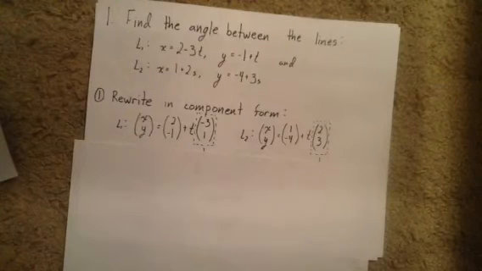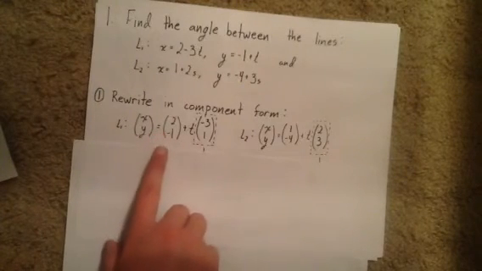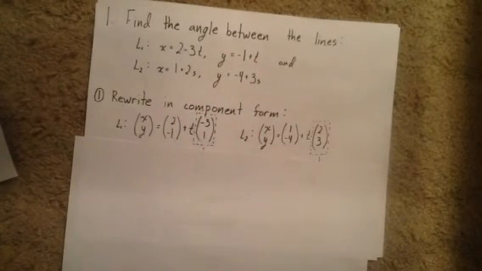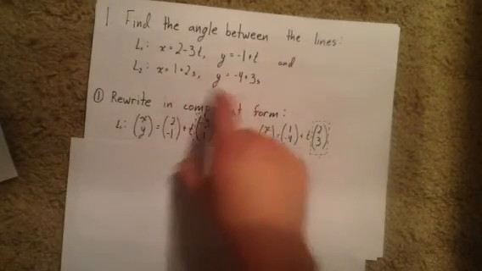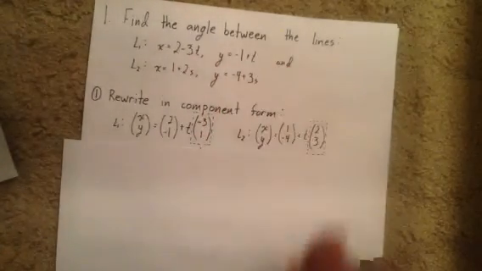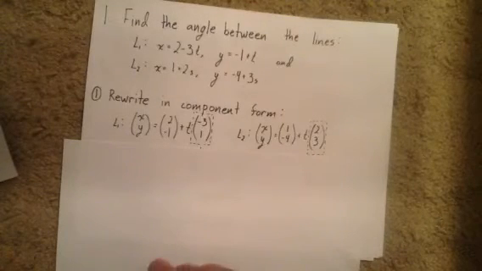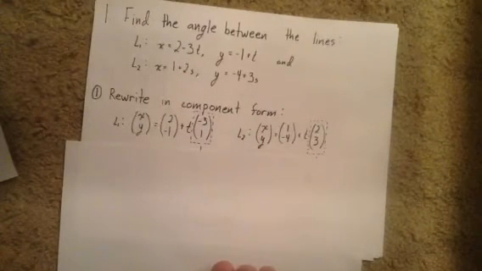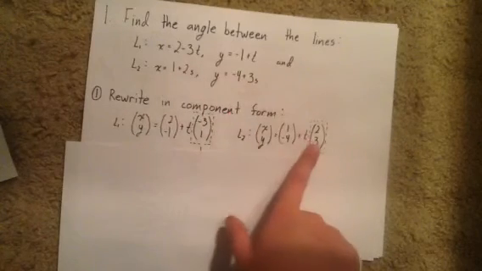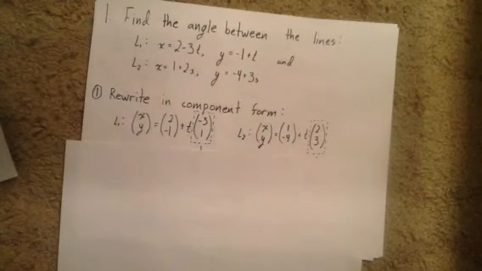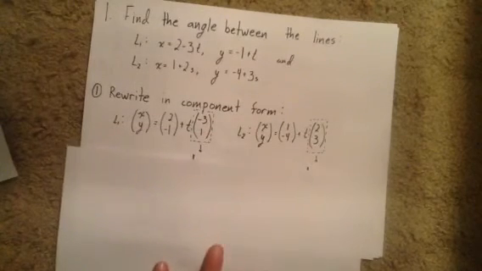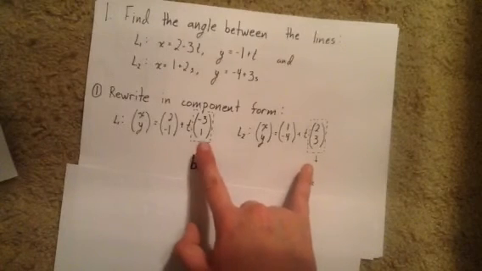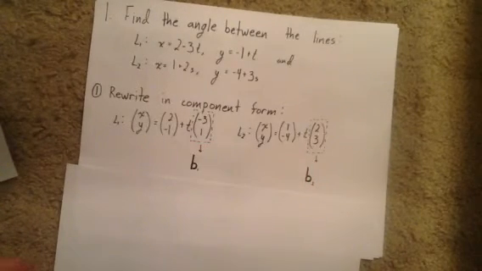Line 1 in component form is (2, negative 1) plus t times (negative 3, 1). Line 2, we're going to do the exact same thing. In component form, (1, negative 4) plus s times (2, 3). These 2 vectors become vector b1 and vector b2. These 2, the direction vectors, are the only vectors that we care about in this problem.